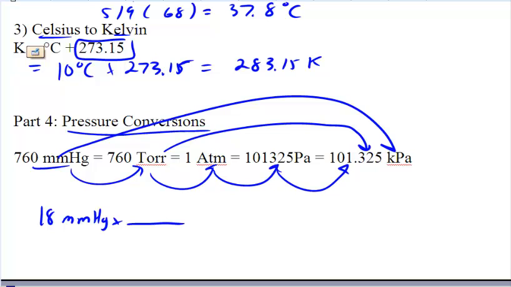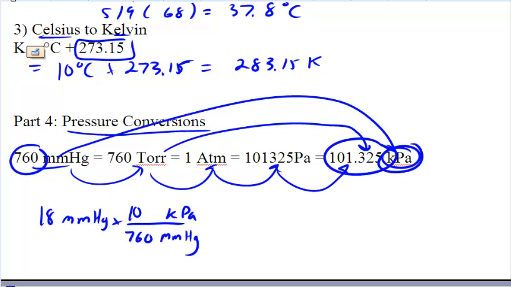And let's say we want to go to kilopascals. We can go directly to it. So get it out of millimeters of mercury and go straight to kilopascals. And what it says is that 760 millimeters of mercury is the same thing as 101.325. Punch that into our calculator, 2.4 kilopascals. There we go. All done.